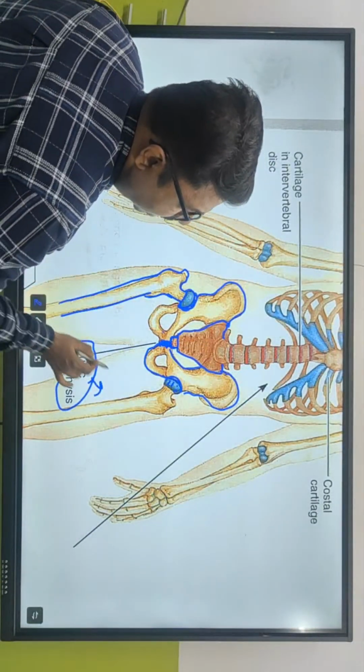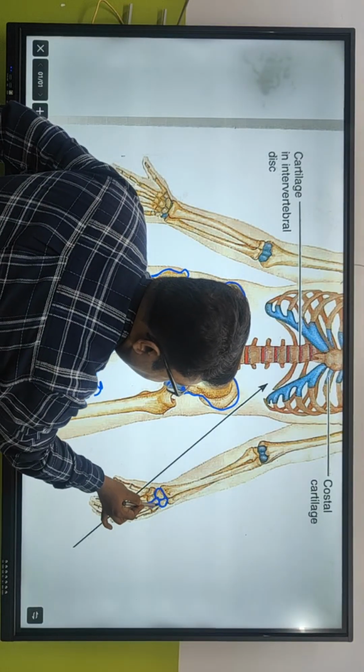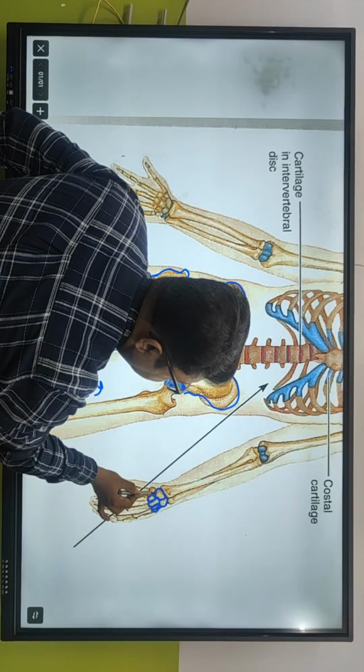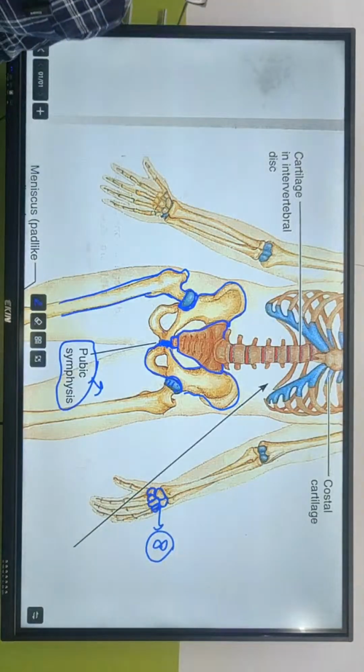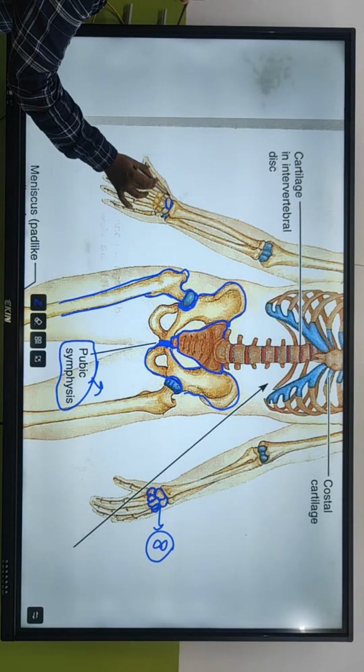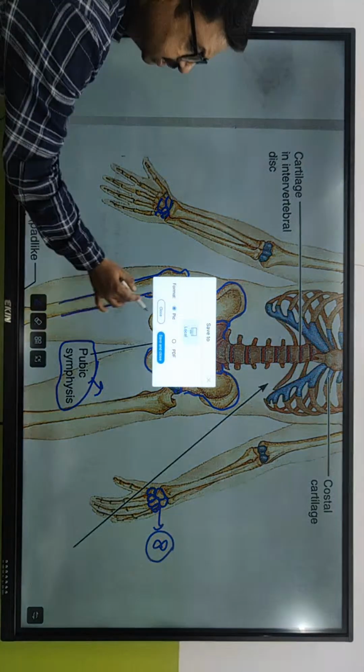Now look here, there is cartilage here and cartilage here too. What are these bones called? Carpals. How many carpal bones are there? 8 bones are there. And with every carpal, you can see what is present. Cartilage is present. Is this clear?